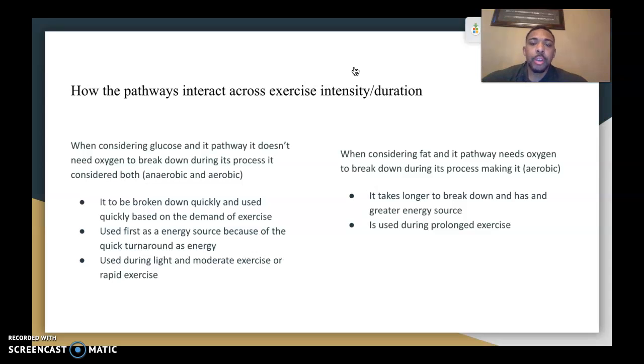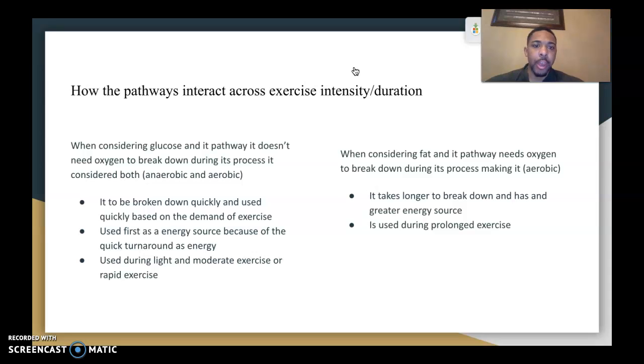So, how the pathways interact across exercise intensity and duration. When considering glucose and its pathway, it doesn't necessarily need oxygen to break down during its process. So those are considered phase one and phase two. Because of this, it is used as a primary energy source, and since it can be broken down quickly, it's used for light or moderate exercise or rapid exercise movements, such as high intensity workouts.